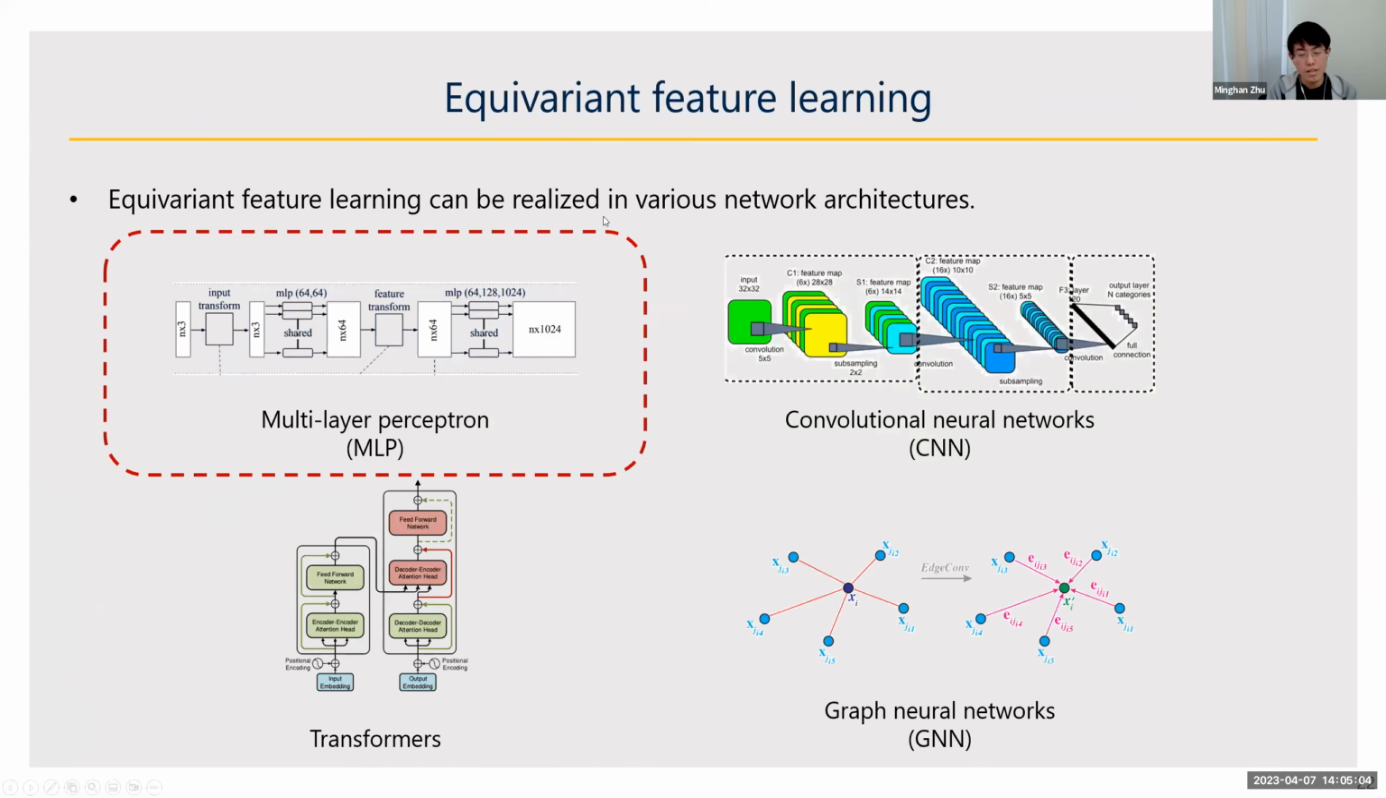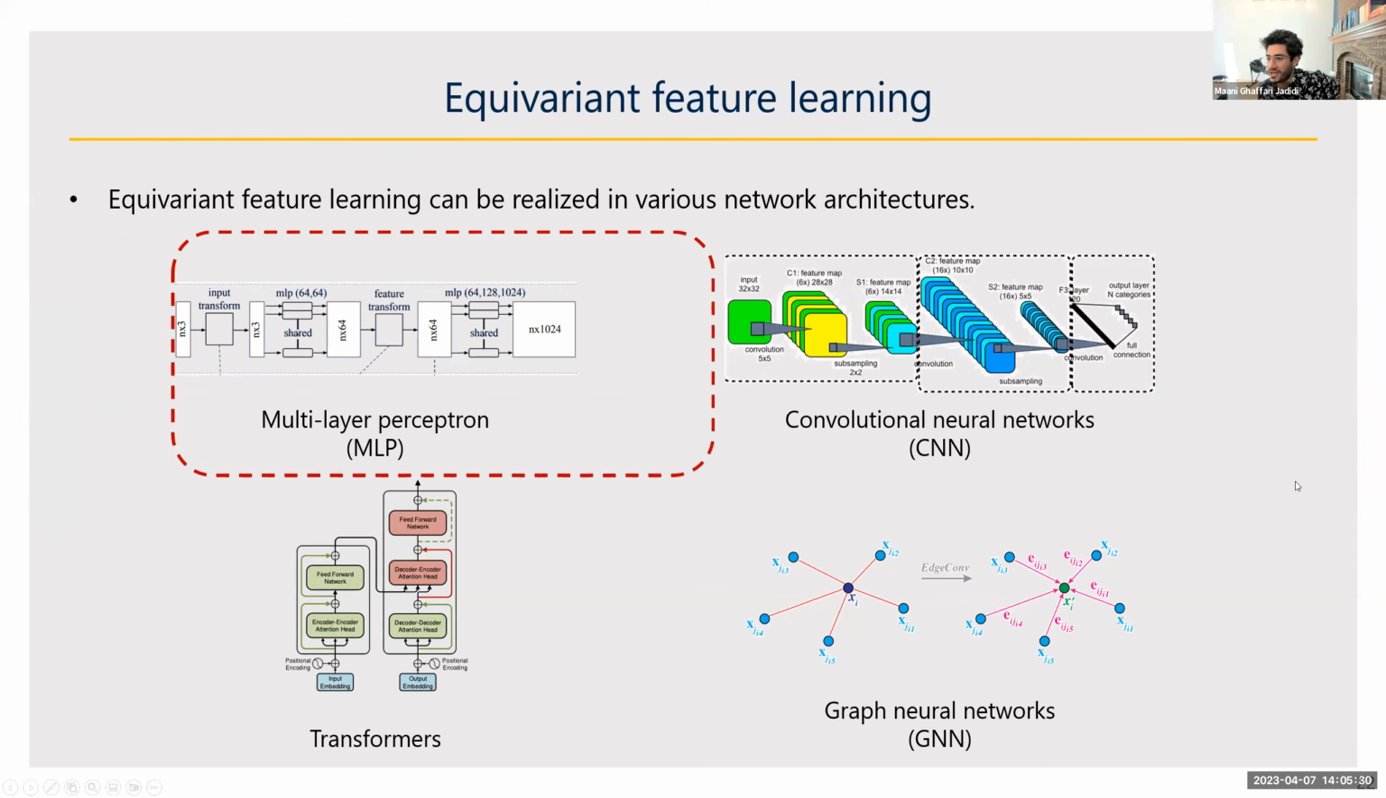So here I introduced a network that is SO3 equivariant based on MLP, and I showed how this can be used in robotics applications. Do you have any questions so far? I think I can also take questions in the middle. If not, I'll continue.